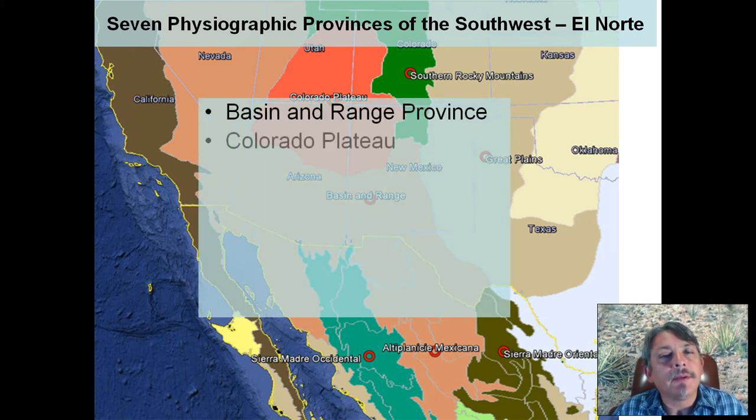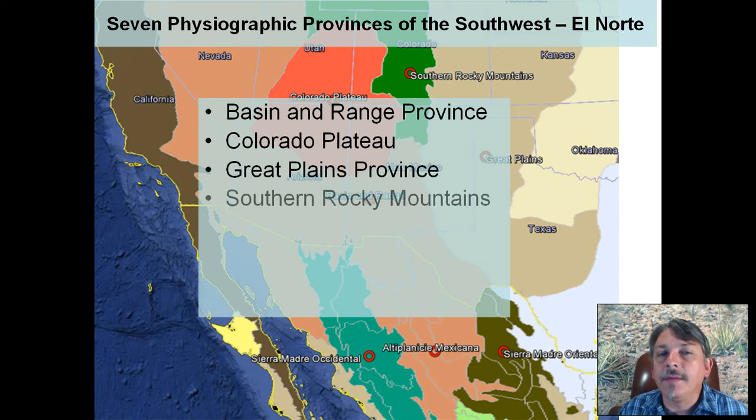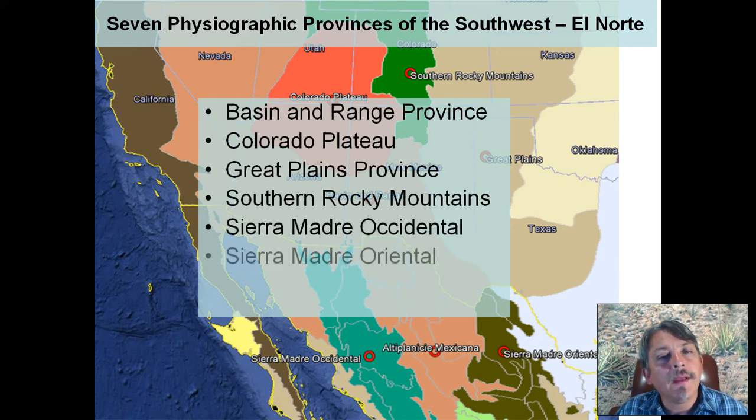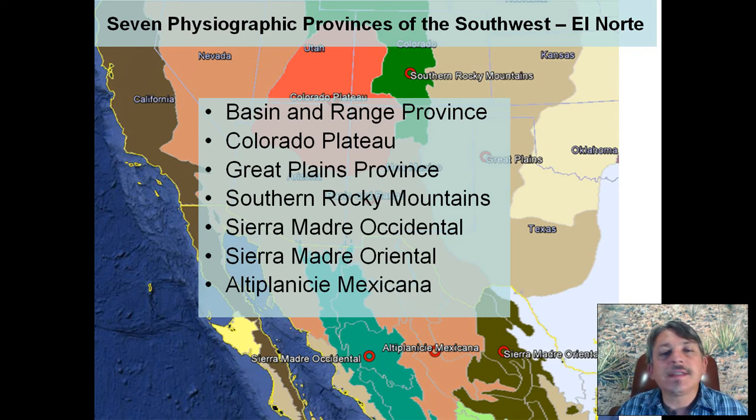Here they are spelled out for you: Basin and Range Province, the Colorado Plateau, the Great Plains Province, the Southern Rocky Mountains, the Sierra Madre Occidental, Sierra Madre Oriental, and Altiplanicie Mexicana.